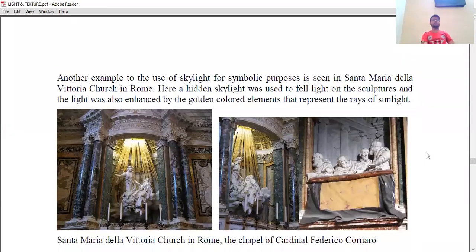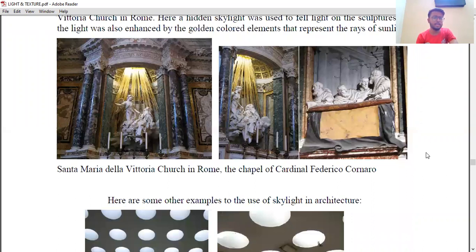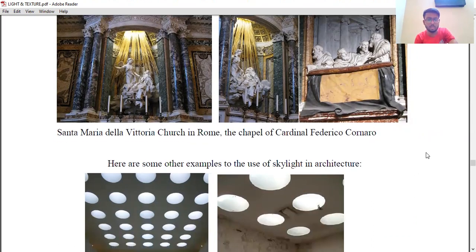Now, another example of the use of skylight for symbolic purpose is seen in the Santa Maria della Vittoria Church in Rome. The hidden skylight was used to light the sculptures, and the light was also enhanced by the golden colored elements that represent the rays of sunlight. So you can see how the light from the sun has been utilized or further enhanced by the use of these golden colored materials behind. This is the chapel of Cardinal Federico Cornaro.